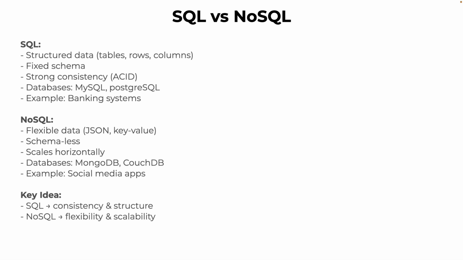So starting with SQL, SQL is structured data where it has tables, columns and rows. You have to define everything in the beginning only. That's why it has a fixed schema. Okay, it has a strong consistency.